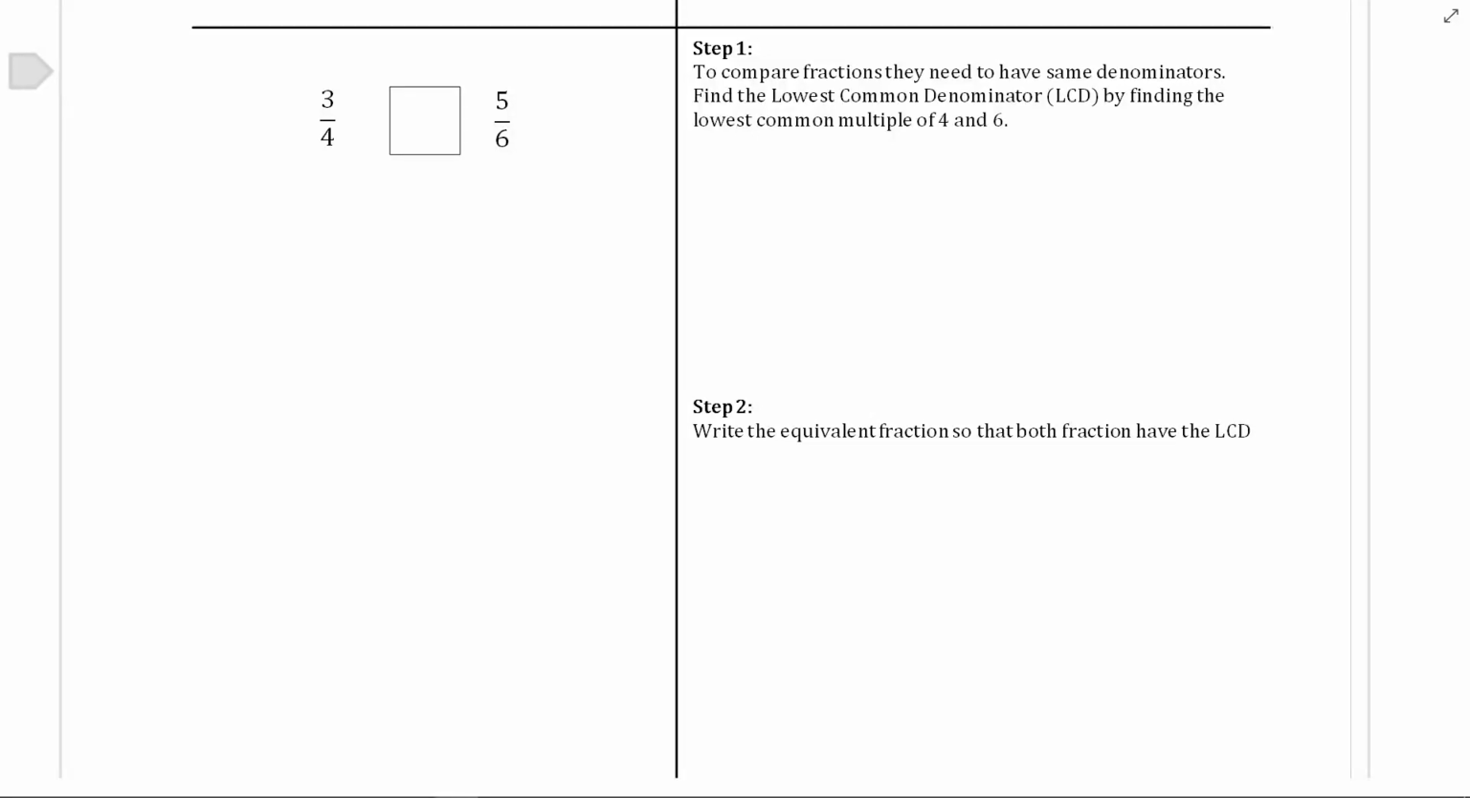We're now going to go through another one of these. So we've been given 3 on 4 and 5 on 6, and we want to figure out which of these is bigger. Now, it's very hard to tell just by looking at them because the numerators aren't the same and the denominators aren't the same.